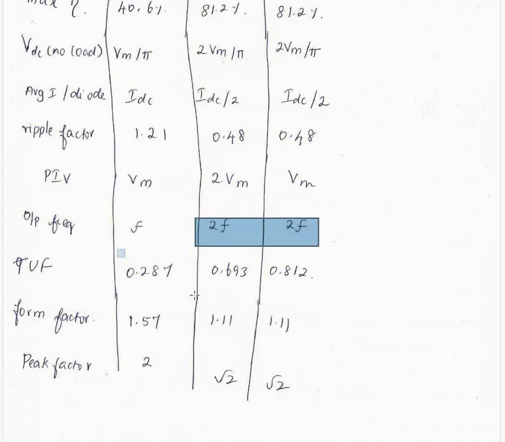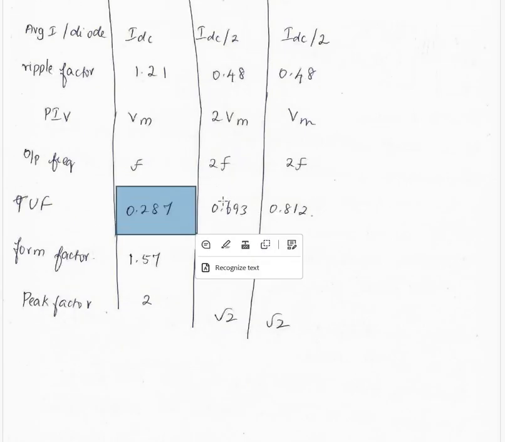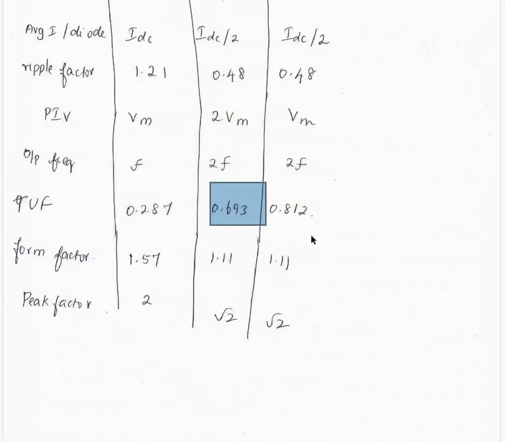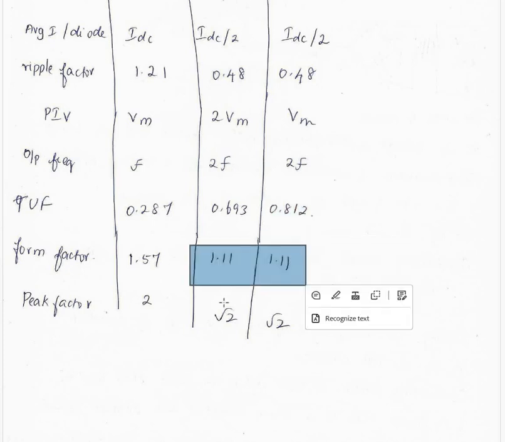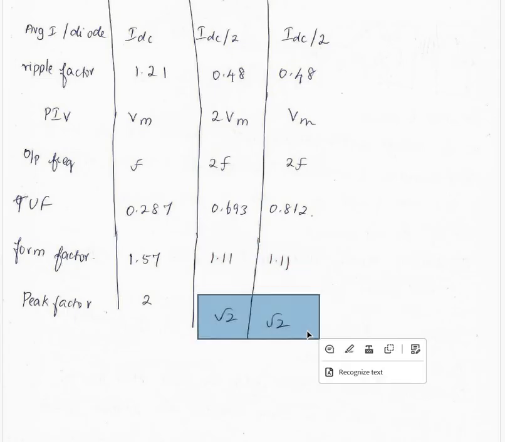Transformer utilization factor is 0.287 in half wave rectifier, 0.693 in full wave and 0.812 in bridge rectifier. Form factor is 1.57 in half wave, 1.11 in full wave and bridge rectifier. Peak factor is 2 in half wave and root 2 in full wave and bridge rectifier.